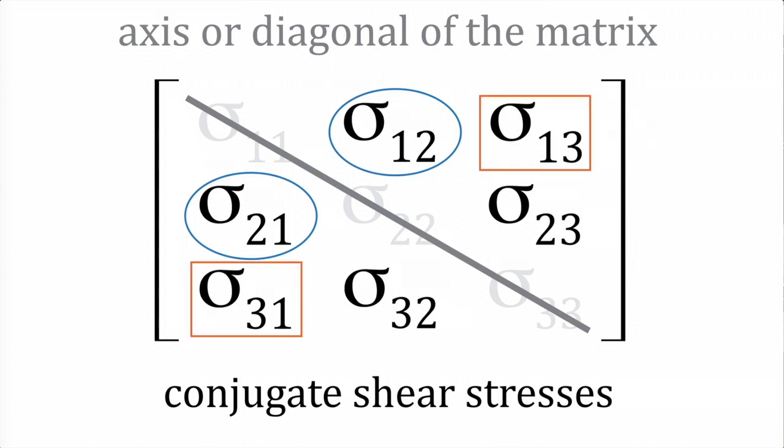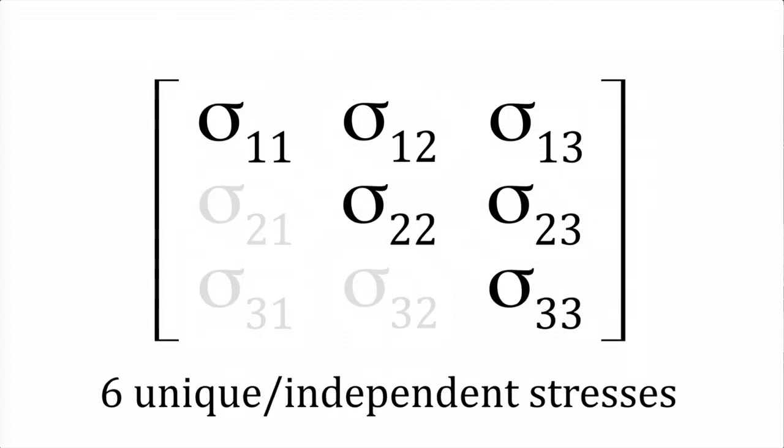Similarly, sigma 1,3 must be exactly the same magnitude as sigma 3,1, and they're opposite one another across the diagonal. And sigma 2,3 must be equal to sigma 3,2 in order for that little block to remain in static equilibrium. Since 3 of these components are equal in magnitude to 3 of the other components, we actually only have 6 unique or independent stresses in this list.